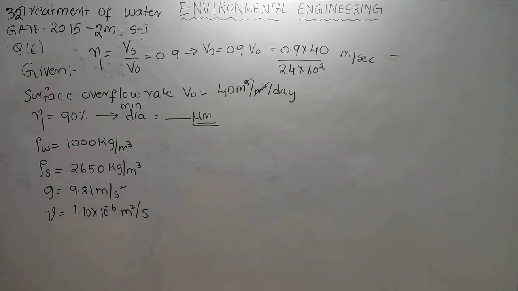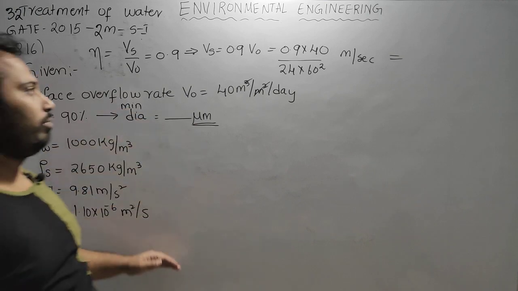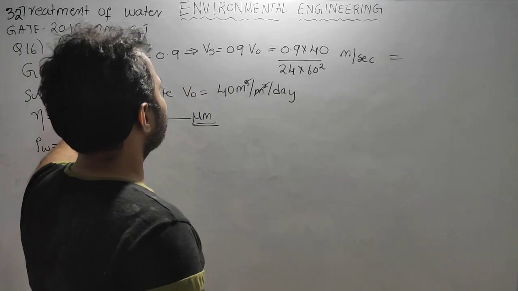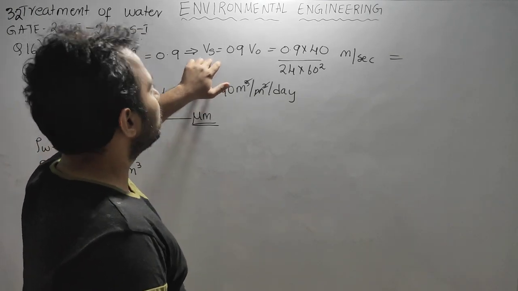So what is the value of Vs? It will be equal to, so let us keep it aside. Let us start finding Vs from the Stokes law point of view. So this is from the efficiency point of view, we got the Vs as this.